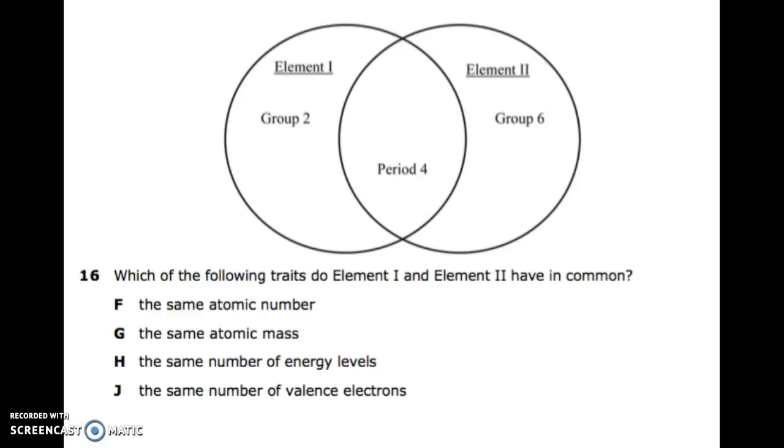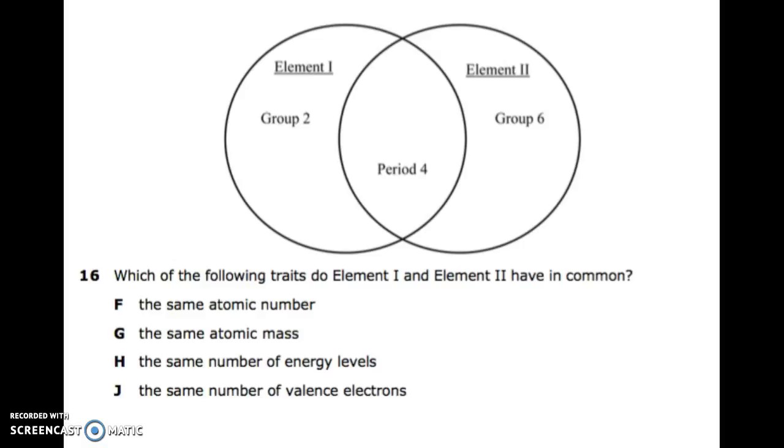Element 1, group 2. Element 2, group 6. And in the middle of this graphic, you have period 4 that shares characteristics from element 1, group 2, and element 2, group 6. Number 16. Which of the following traits do element 1 and element 2 have in common?